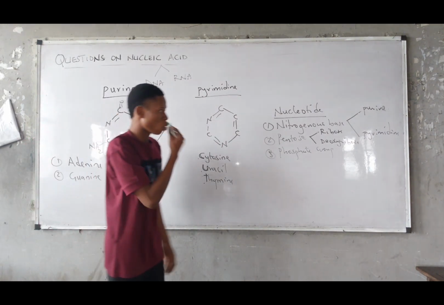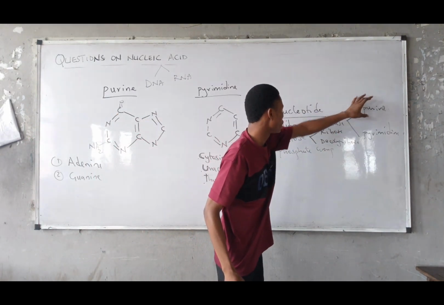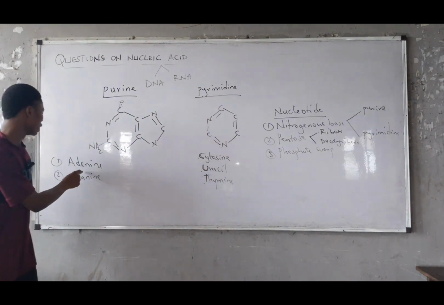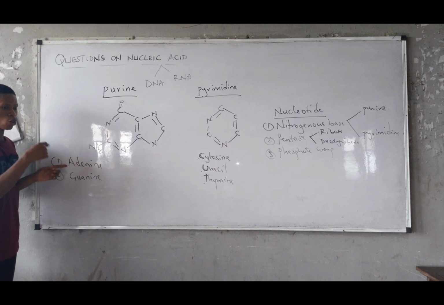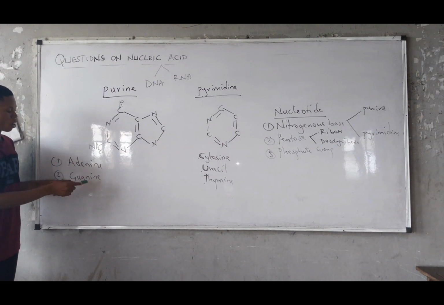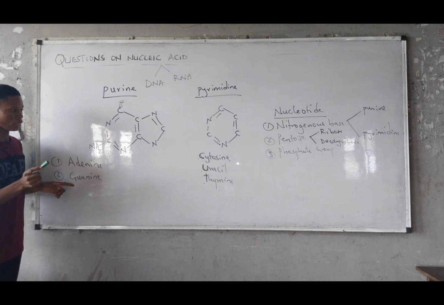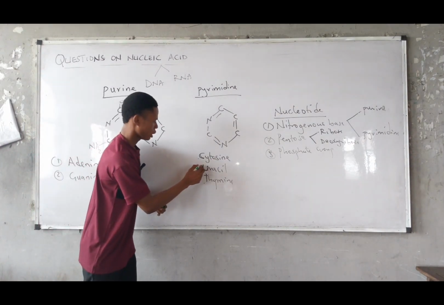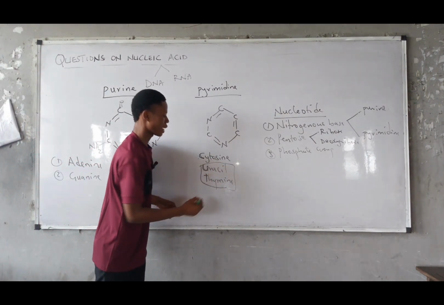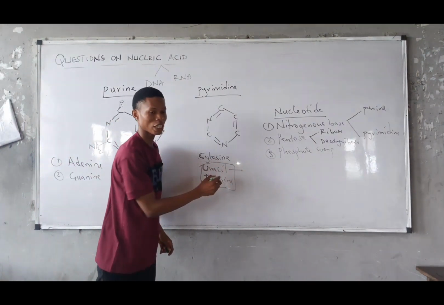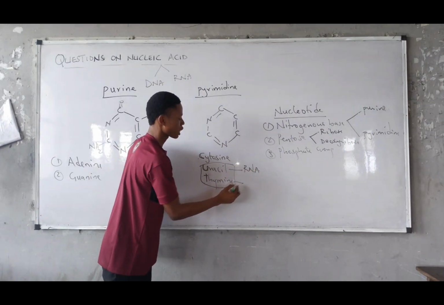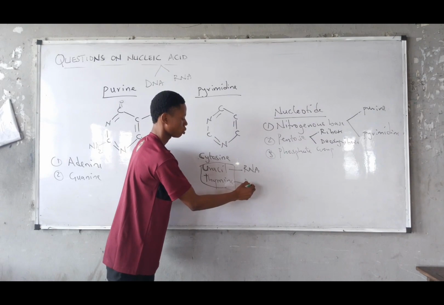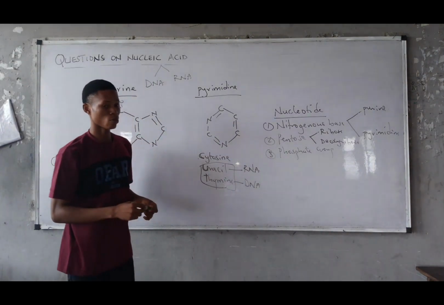Good. Now, we've seen that the examples of purines are adenine and guanine. Adenine can be found in DNA, and can be found in RNA also. Guanine can be found in both RNA and DNA. But the problem comes here in uracil and thymine. Uracil can only be found in RNA, while thymine can only be found in DNA. So that's the basic difference.